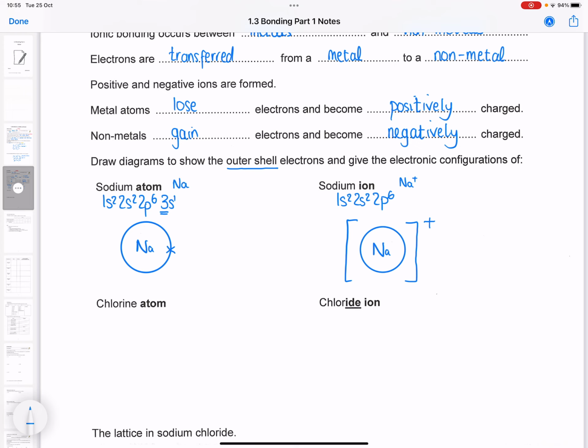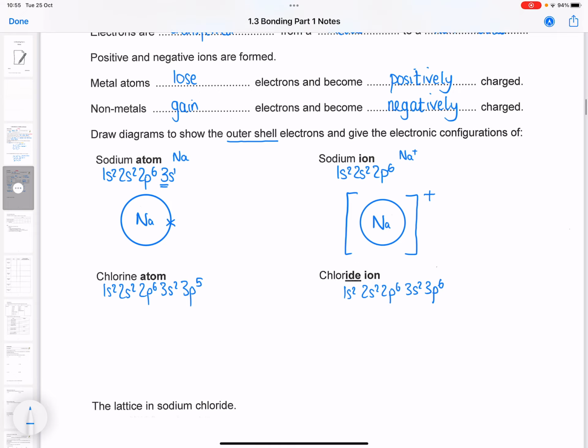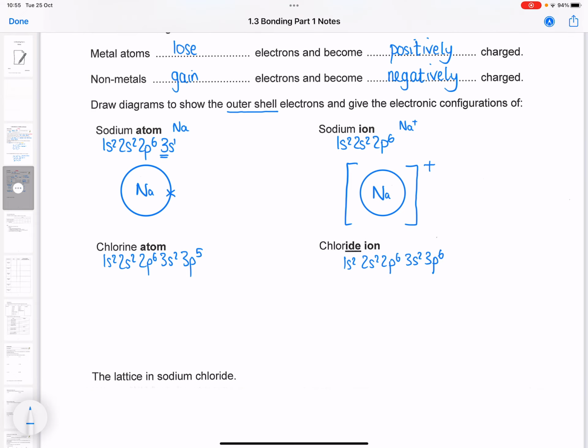So we can do the same for chlorine. You could pause the video and do the electron configuration of chlorine. So if you did that, you should see that the chlorine atom ends 3p5, 17 electrons, and the chloride ion gains an electron. Notice that we've underlined ide, chloride.